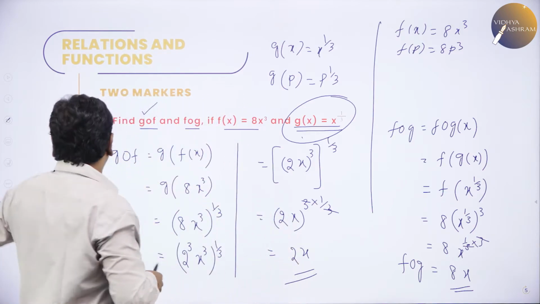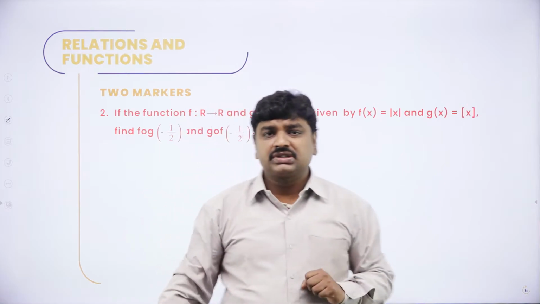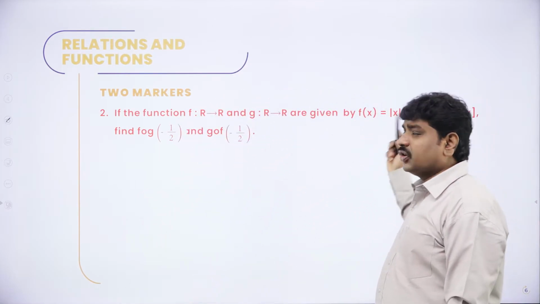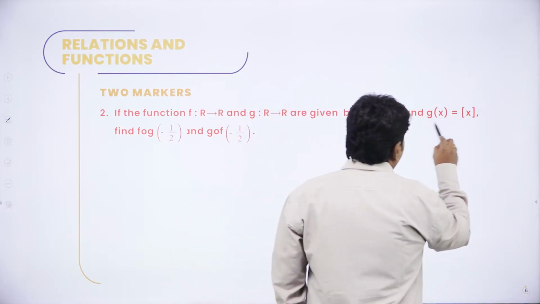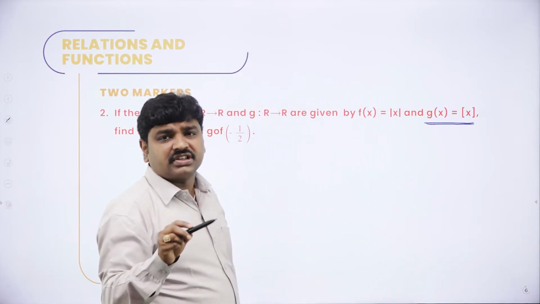So now, in the same way, they have given two more functions. F maps R to R and g maps R to R. F of x they gave as mod x, and g of x they gave as square bracket x. This is the greatest integer function. So first you should know what the greatest integer function is.